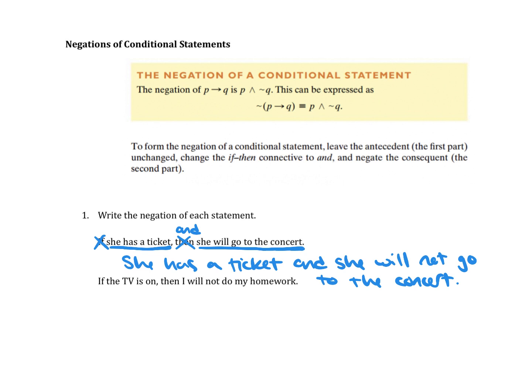So the negation of if she has a ticket, then she will go to the concert is she has a ticket and she will not go to the concert.